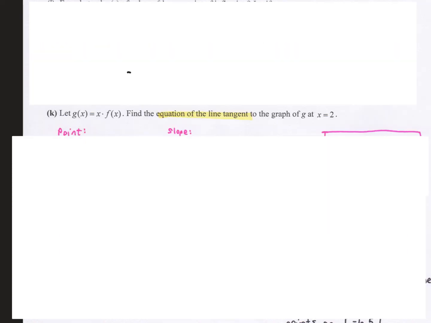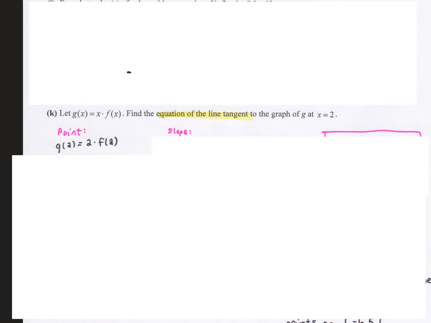In part K, I'm given a function g of x is x times f of x. I'm asked to write the equation of a tangent line at x equals 2. And I know to write the equation of a tangent line, I need to know two things. I need a point and a slope. My point is going to be g of 2, and my slope is going to be g prime of 2.